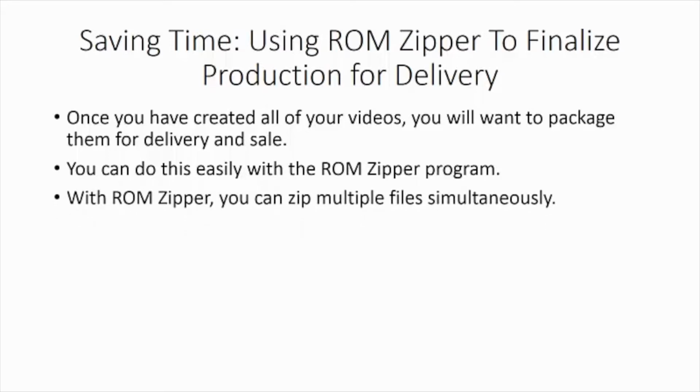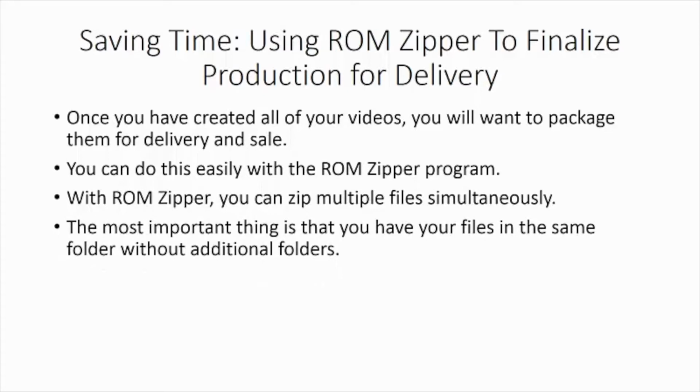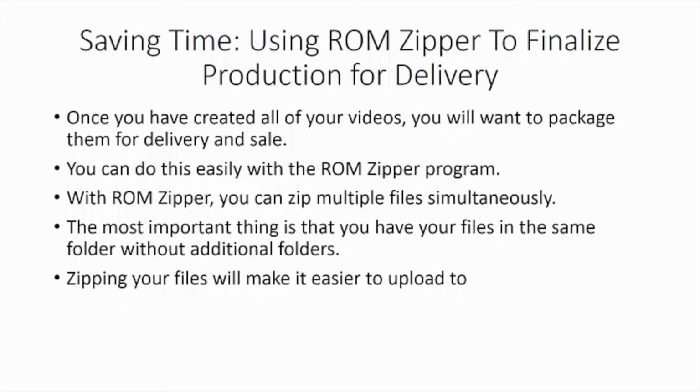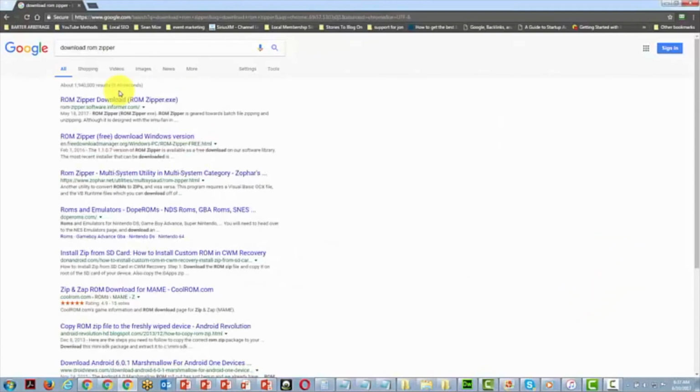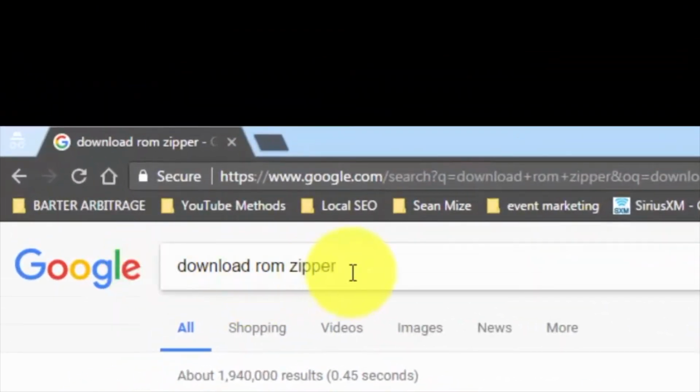With ROM Zipper, you can zip multiple files simultaneously. The most important thing is that you have all your files in the same folder without any additional folder. This makes the batch job that you just did easy to zip and easier to upload to your host in order to deliver them to your buyer. You can find ROM Zipper by just Googling download ROM Zipper. It is a free program.